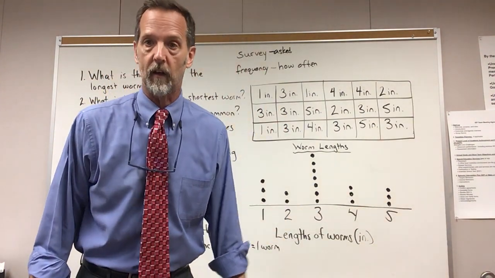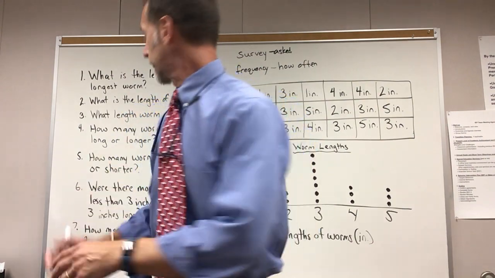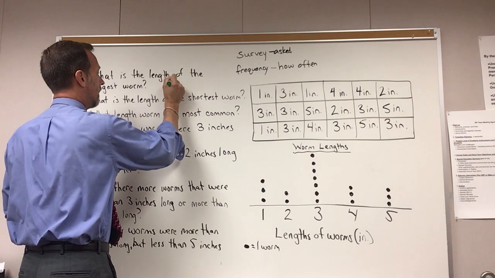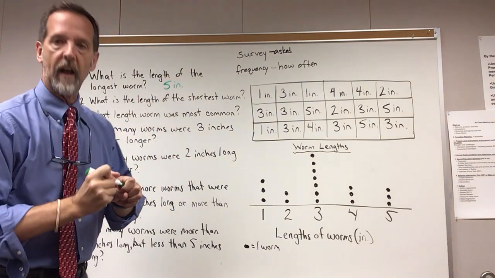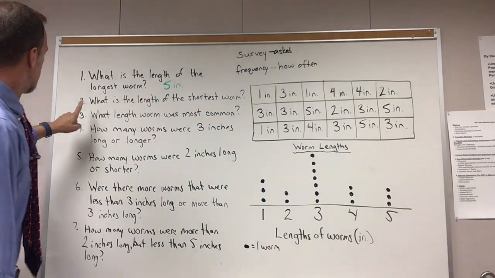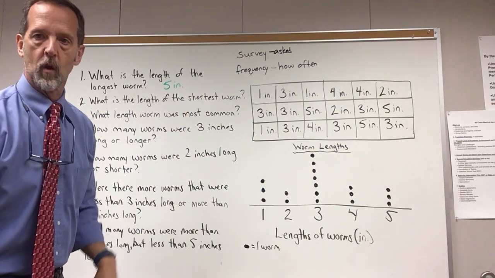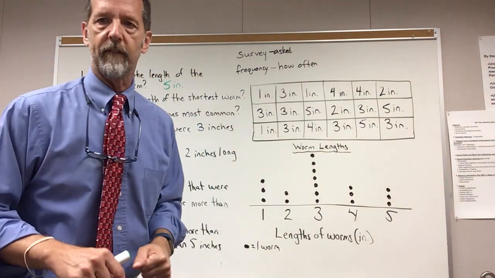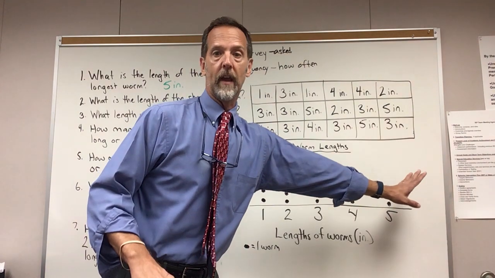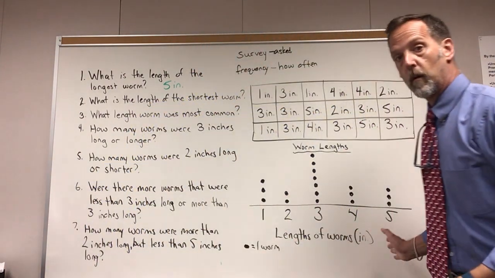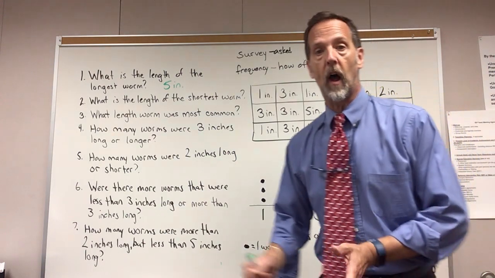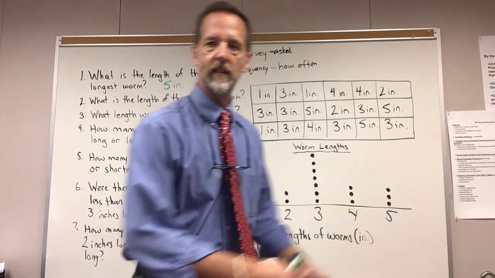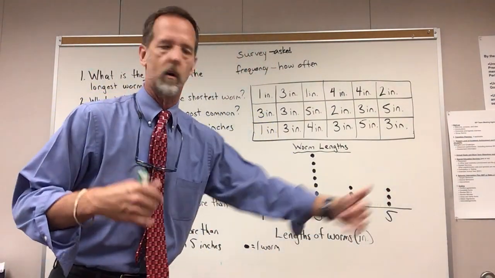How many of those did I actually pull out? 3 of them, but the length of them is 5. 5 inches is the length of the longest worm that I found. Okay? Next, what is the length of the shortest worm? Okay, I pulled out all these worms. What length was the shortest one I found? Now, if 5 is at the long end, where do you think the short end is? Back here? Yeah. On a line plot, your lower numbers are going to be on the left side. Your larger numbers are going to be towards the right side because it counts in a numerical order.